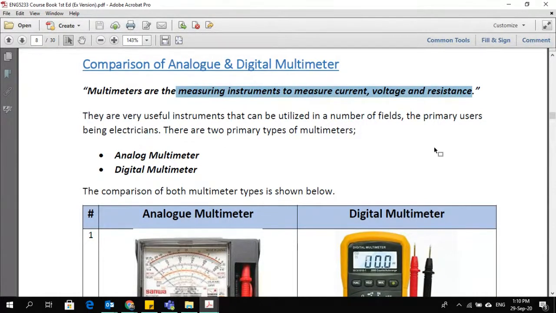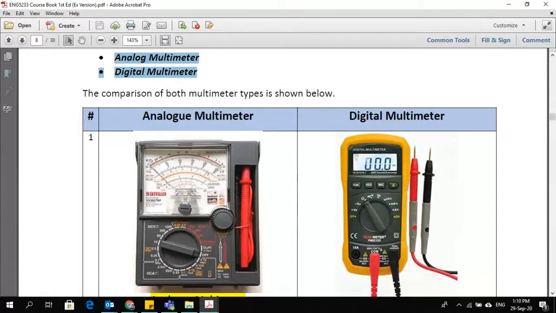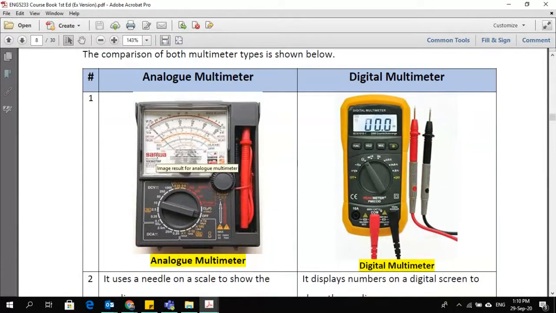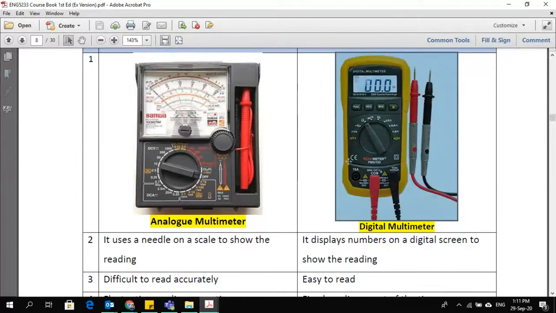Partly you must have used the digital multimeter, but as we discussed earlier, instruments can be analog and digital. So analog multimeter also exists. The only difference is that it's not very common. We mostly use digital multimeter. So here are the two types, analog and digital. But what is the difference between the two? Here is a table in which I have mentioned all the differences in the two types of multimeters, the analog on the left and digital on the right.